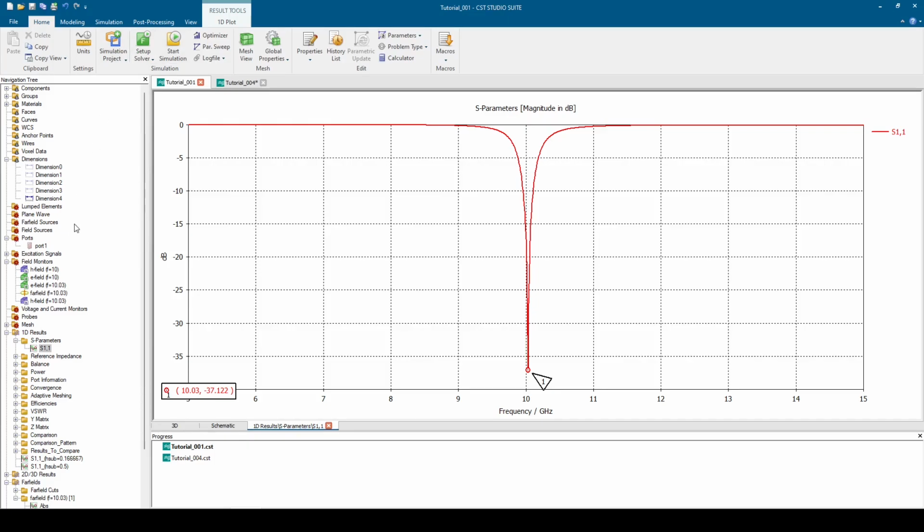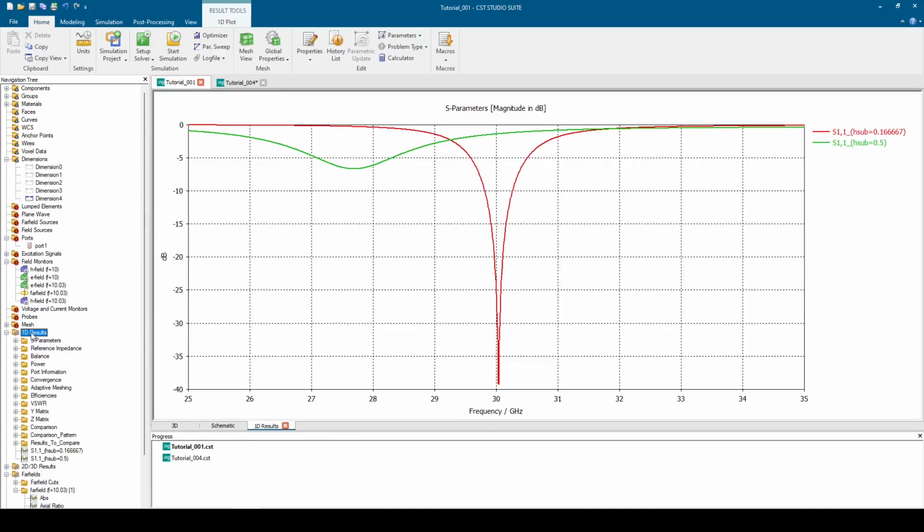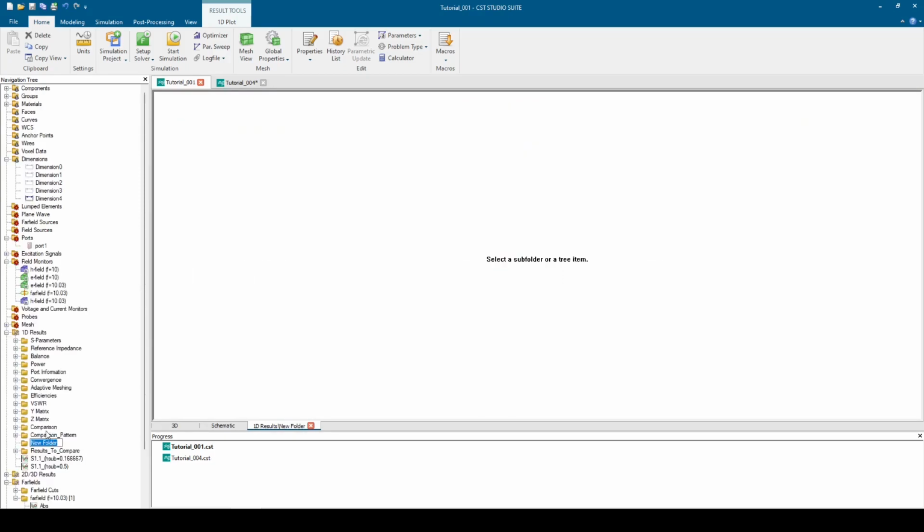One more thing: here you can create a folder, like I did here. I did a comparison folder to compare the field patterns and so on. You can name it whatever you like.